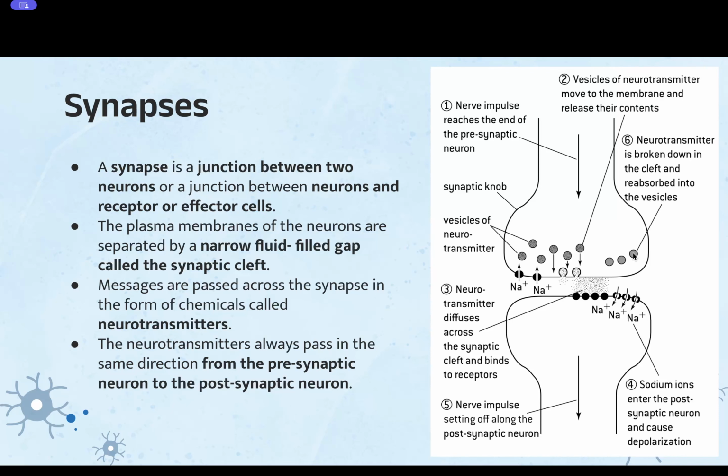After they bind to the receptors, the receptors receive the message or information that they're trying to transmit, and then the nerve impulse will set off along the postsynaptic neuron, and this would be a dendrite. It will go through the saltatory conduction process again, but it happens after the neurotransmitter has been received by the receptors over here.